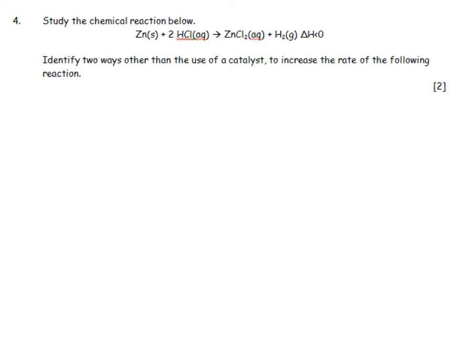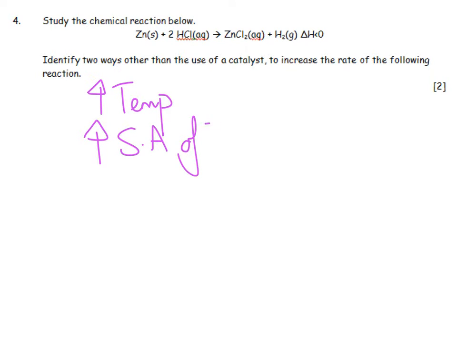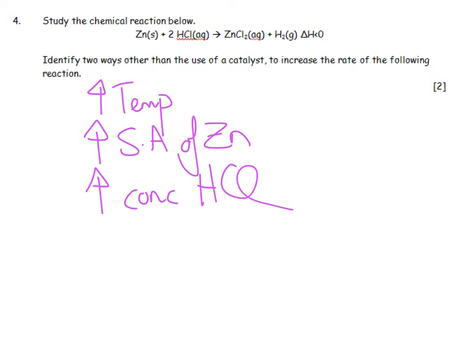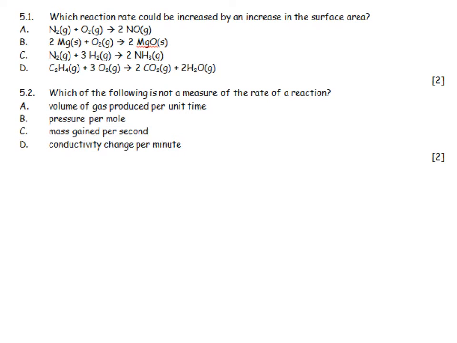If we look at this reaction, identify two ways other than a catalyst to increase the rate. The first one is increase the temperature. The second one is increase the surface area of the zinc. You have to be specific. And the third one is increase the concentration of the hydrochloric acid. If you don't tell me what it's of, I'm not going to give you any marks, and nor is the matric examiner.